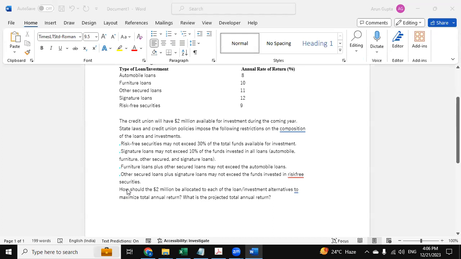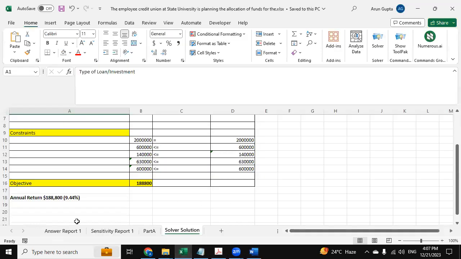The question they are asking is how the 2 million should be allocated for each of the loan investment alternatives to maximize the total annual return, and what their projected total annual return is. So we have used Excel Solver as a solution. Let me go back to the Excel.